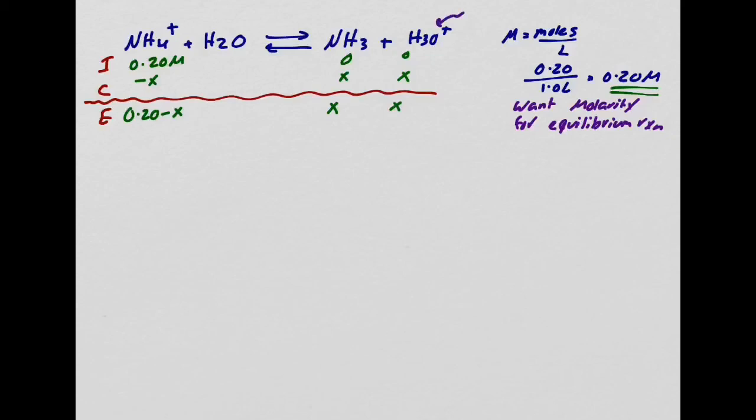If I confuse you, that was intentional. So over here, I'm going to have to use a Ka because remember, ammonium is a conjugate acid. It's going to act like an acid. So I'm going to use a Ka. Alright, so Ka is going to be product over reactant, x squared over 0.20 minus x equals, what is my Ka?